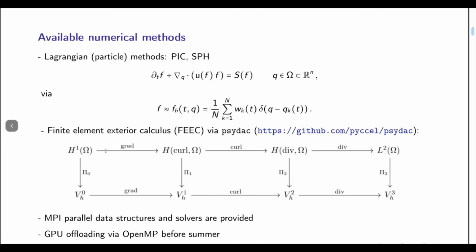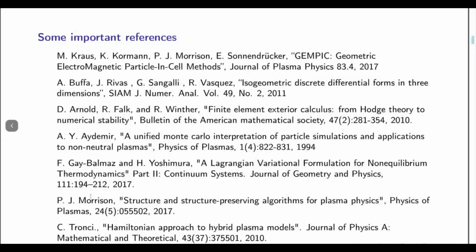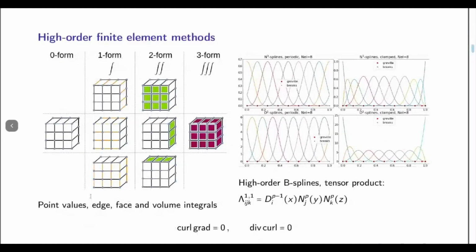Essentially what we use is a discretization of the 3D de Rham complex that you see here. On top you have the continuous spaces, and on the bottom the finite-dimensional subspaces that constitute your finite element spaces, and then you have projections into these spaces. All these things that you see here, the gradient operators, the projections, and the basis of these finite element spaces, are provided within Struphy in 3D. For these two algorithms, we have parallel data structures and solvers, and we are working on the GPU offloading of the kernels via OpenMP at the moment. Skip the references, you can read through them later.